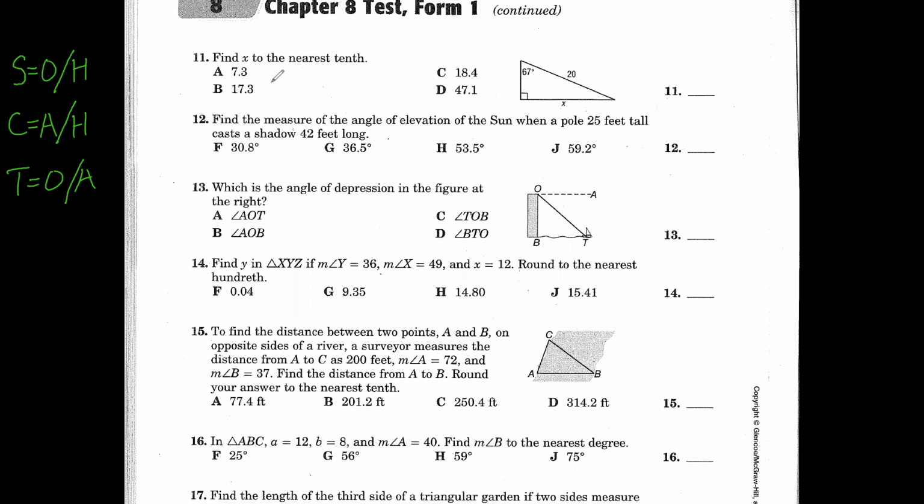So on the first one, find X to the nearest tenth. Well, they gave me this angle at the top. So using that angle, I'm going to label what 2 pieces I have. 20 is across from the right angle, so that's my hypotenuse. X is across from the 67, so this is the opposite side compared to that angle. So I have opposite, I have hypotenuse. Opposite hypotenuse is sine. So we have sine of 67 degrees equals opposite, which was X, over hypotenuse, which was 20.